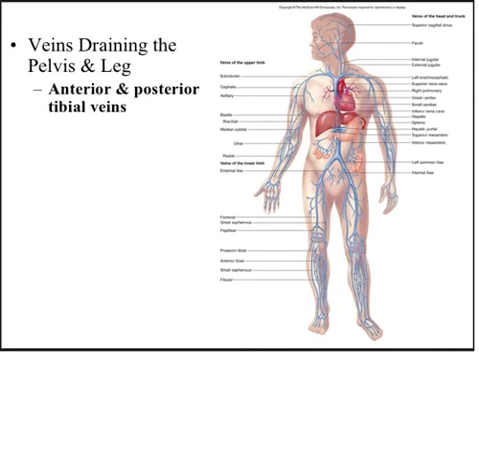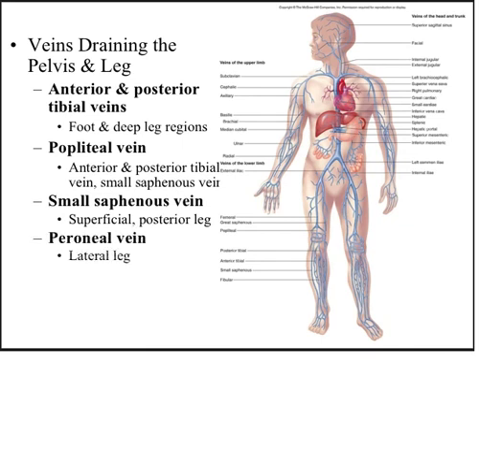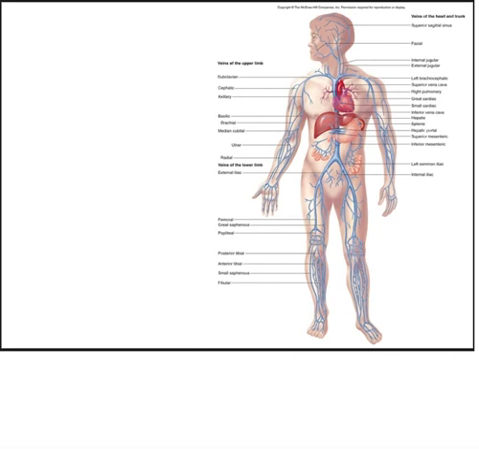The anterior and posterior tibial veins drain the foot and the deep leg. The popliteal drains the anterior and posterior tibial and small saphenous vein. The small saphenous vein drains the superficial posterior leg, while the peroneal drains the lateral leg, and the femoral drains the deep thigh, the hip, and the popliteal vein and the peroneal vein.